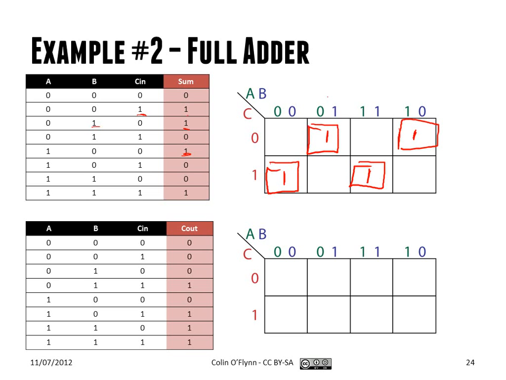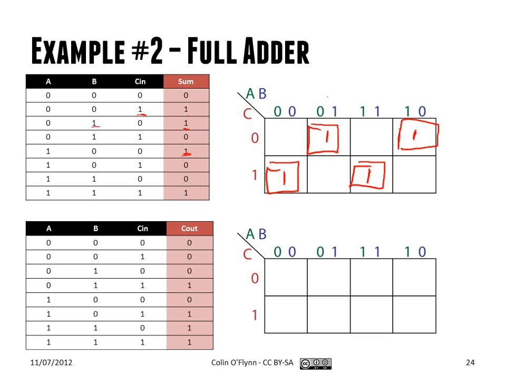And in this case, the result is just as bad as if you did it using the sum of products form, because there's no way to simplify it. And that's fine. That's just how it ends up being. For the carry output, we'll do the same thing.